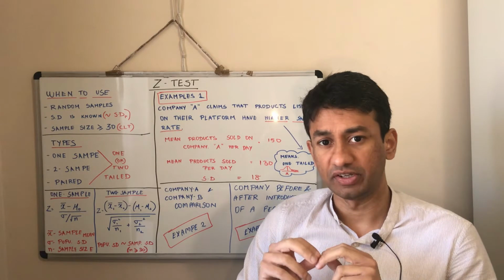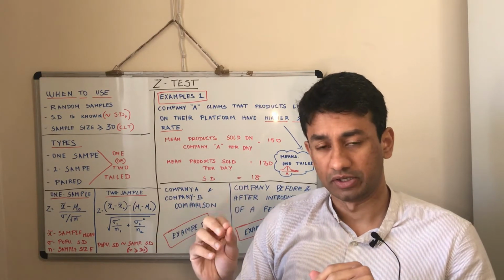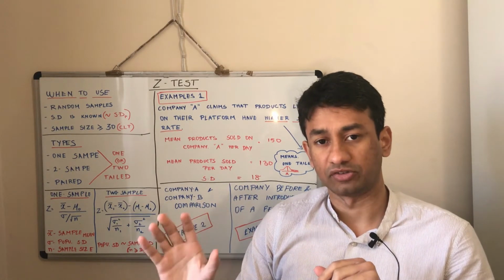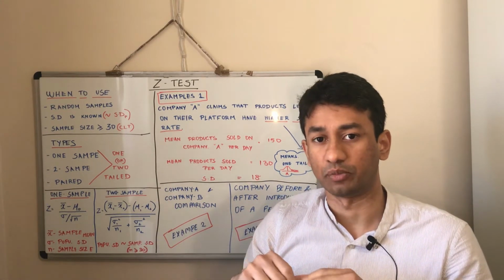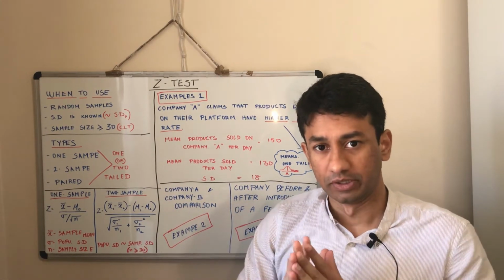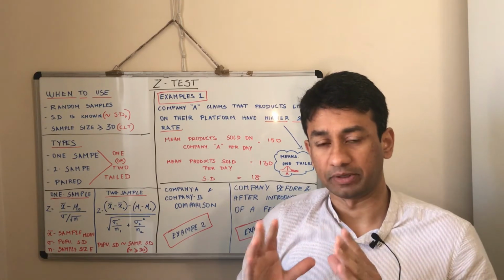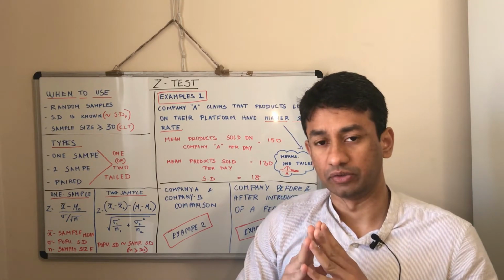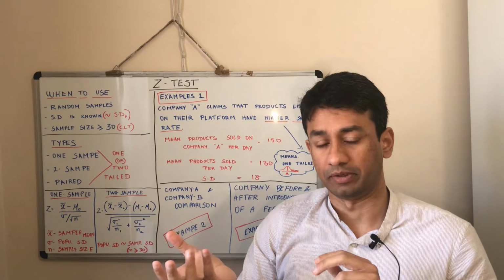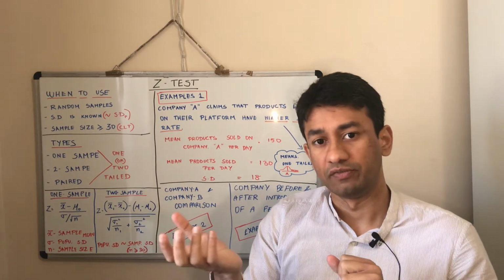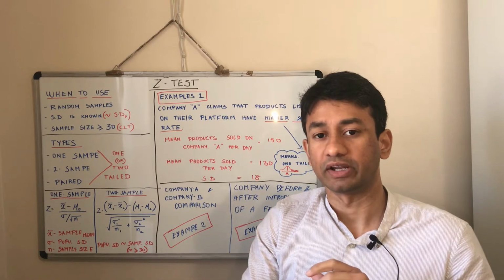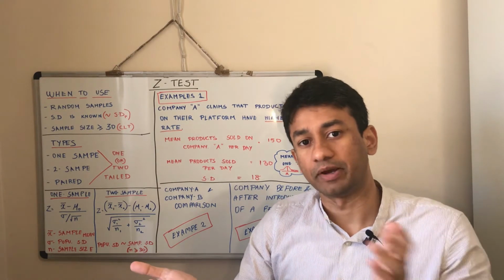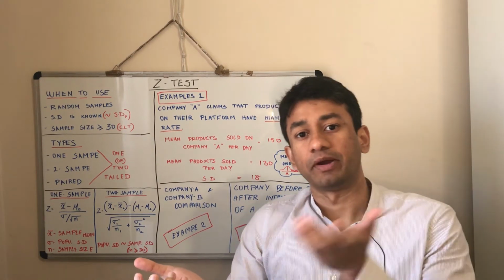Here, there is one company which claims that the products sold on their platform have a higher probability of selling, or that they are more likely to sell to more people. This is what the company is saying. What we can do is consider this as a sample. Company A is a sample which claims that the products sold on their platform are more likely to sell more as compared to normal, as compared to the population.